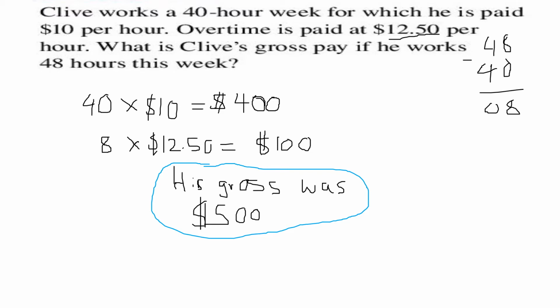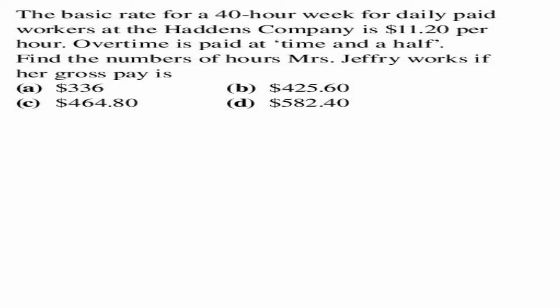All right. Let's go to the next question. This one is a very interesting question too. So the basic rate for a 40-hour week for daily paid workers at the Haddon's company is $11.20 per hour. So this is how much they're getting paid per hour. For 40 hours a week, the regular pay is $11.20 per hour.